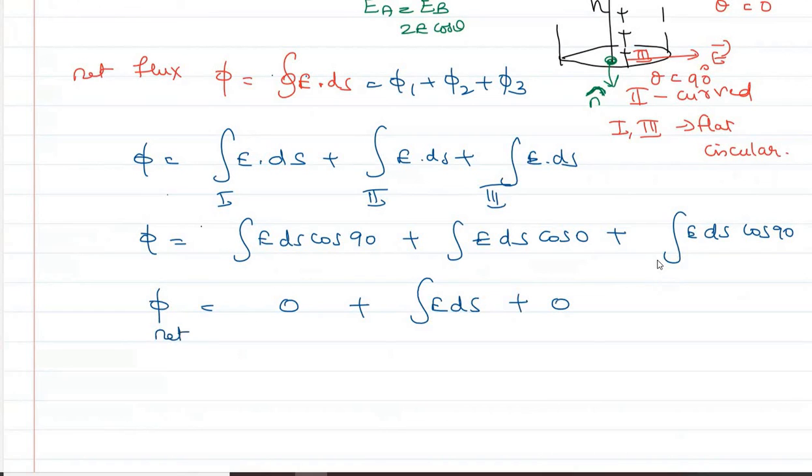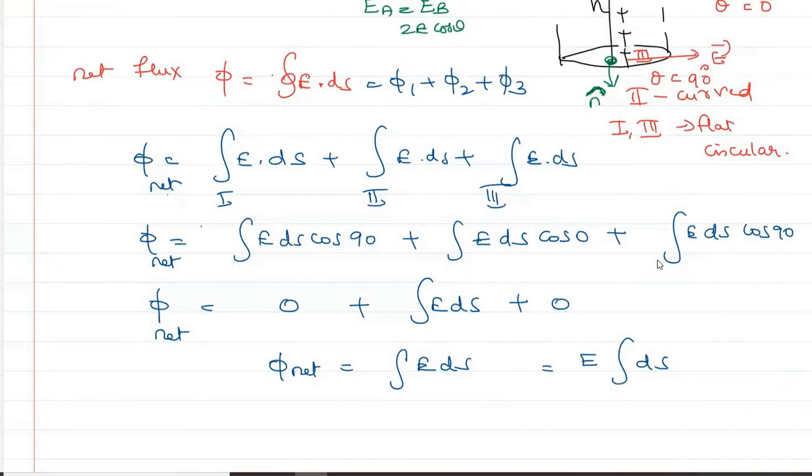So the net electric flux will be what? Integration of E dS. But E is constant because the radius is constant throughout that cylinder. So E will be constant. You can keep it outside. And the integration of dS. Integration of dS is what? I already told you, integration of dx is x. So if you are doing the integration of surface, then it will give you what? The entire surface area. What is the surface area of the cylinder, ma'am?